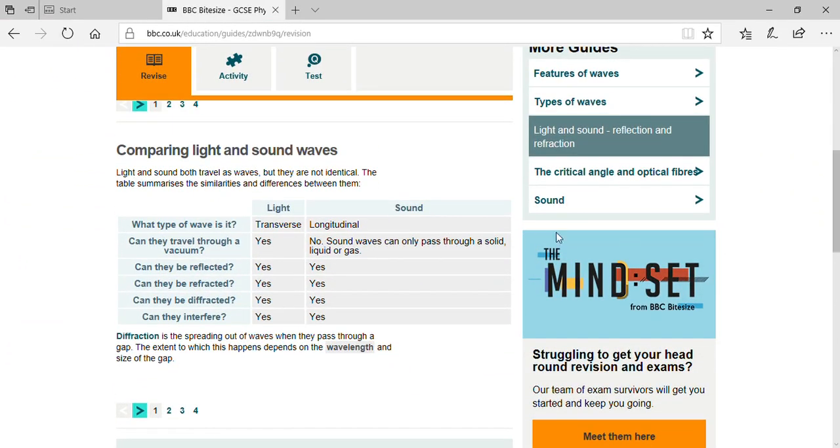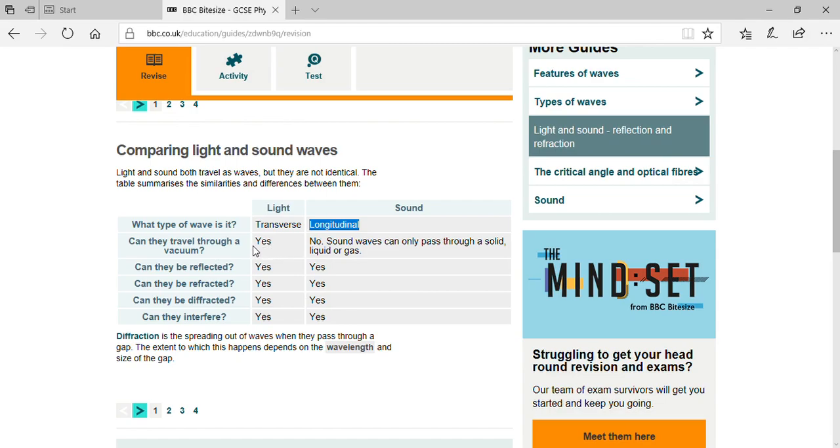Comparing light and sound waves. So as usual, beta, just before I explain that to you, light and sound both are waves. That means they can travel with respect to medium or without medium, but they are not identical. They are not the same; there is a little bit of difference between them. Light waves are transverse in nature, and sound waves are longitudinal in nature.